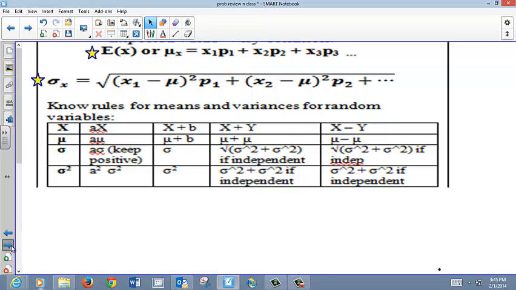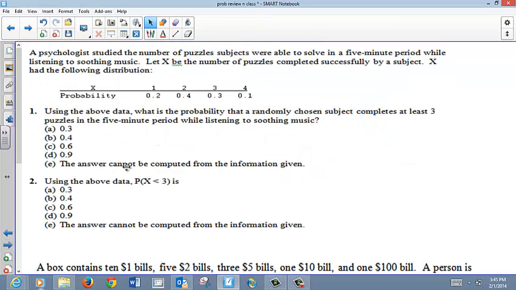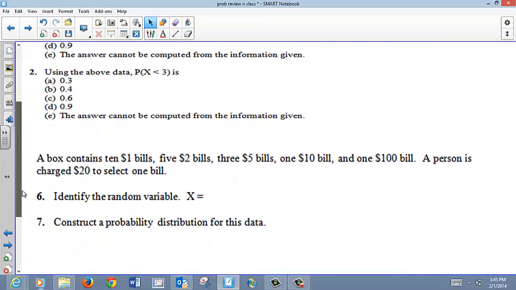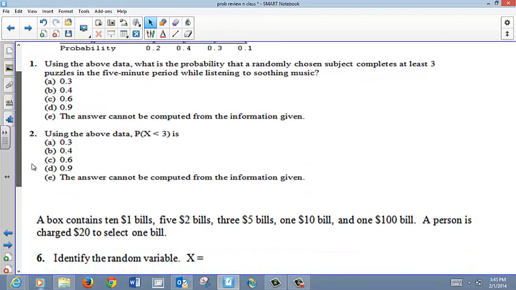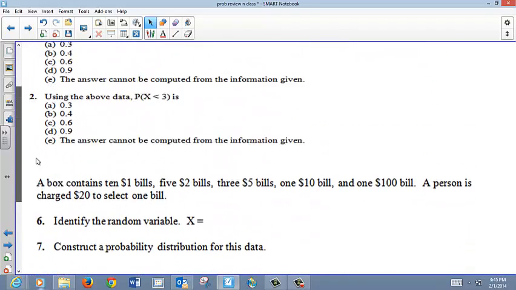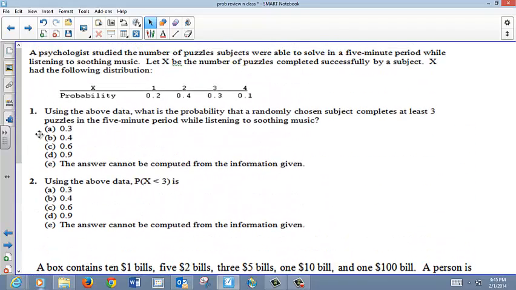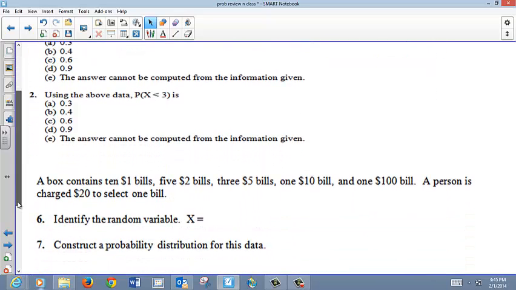Okay, so do these next few problems, number 1 and 2 and 6 and 7 and 8, using random variables and probability distributions. Pause. The answer to number 1 is 0.4, B. The answer to number 2 is 0.6, C. The answer to number 6 is X equals the value of the bill selected.